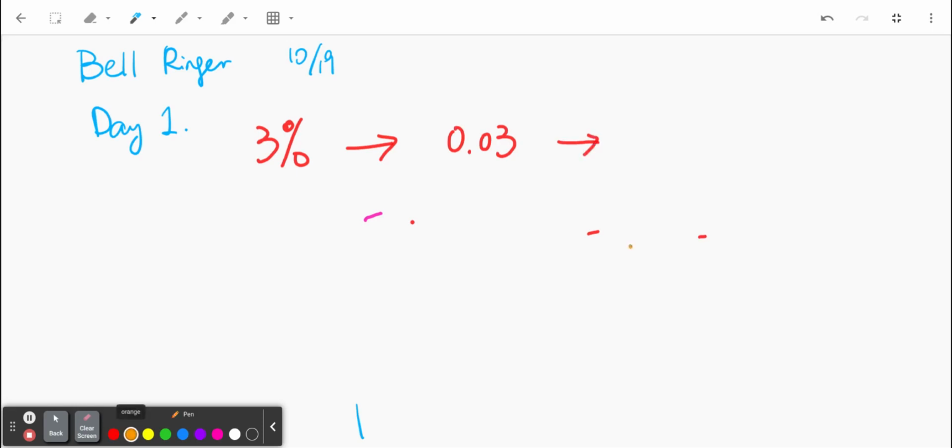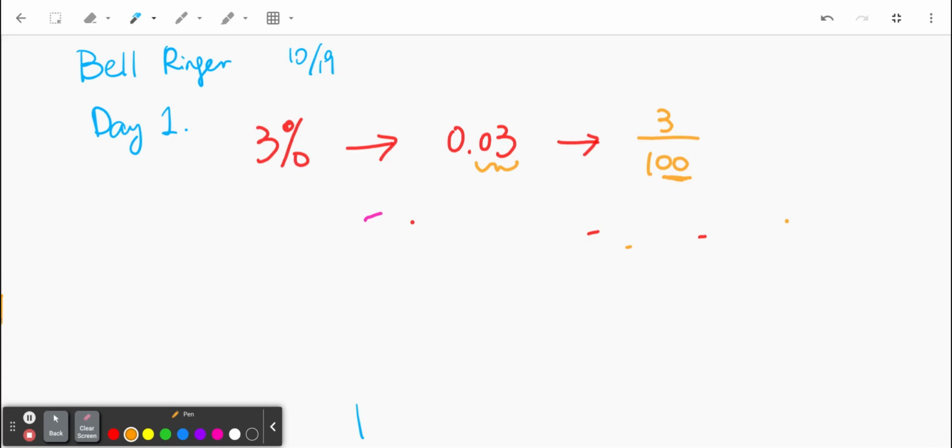So how do you change it into a fraction? Very straightforward. If you have two decimal places, that means the 3 is in the hundredths. You see two decimal places, that means the bottom has two zeros. So it's 3 over 100. If you can simplify after you get that, simplify. If you cannot, don't worry about it.